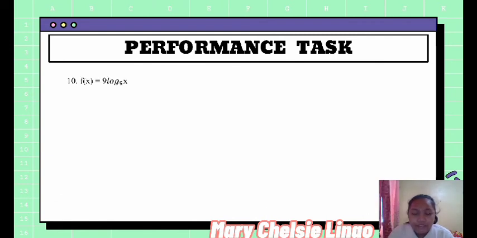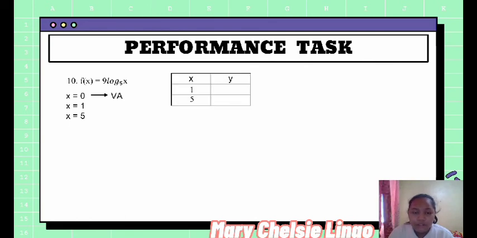Number 10, f of x equals 9 log base 5 of x. So equate x with 0, 1, and 5, where 5 is the base of our logarithmic function, and x equals 0 is our vertical asymptote. To find the table of values, we already have the x, which is 1 and 5, and to find the y, all we need to do is substitute the value of x in our logarithmic function.